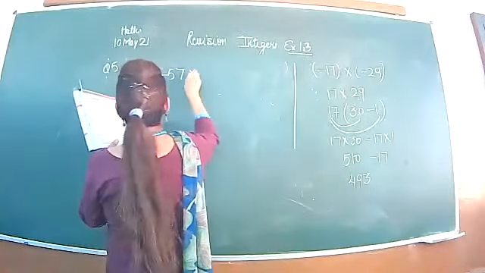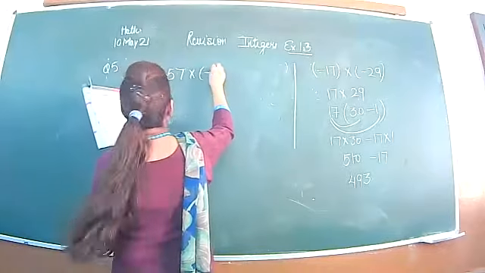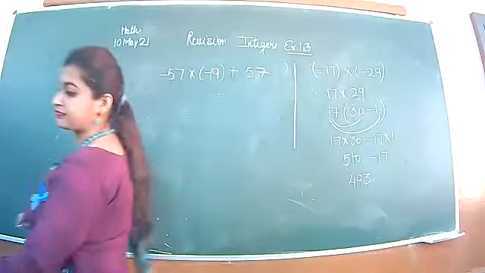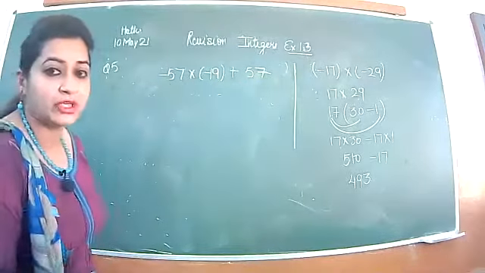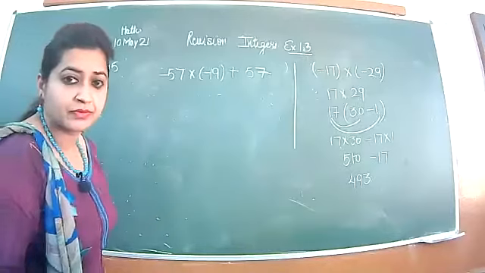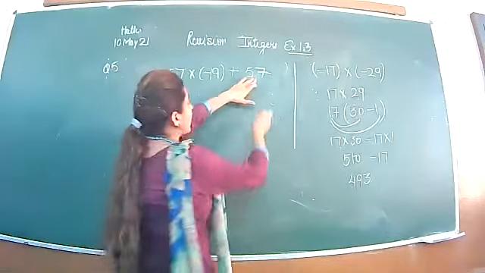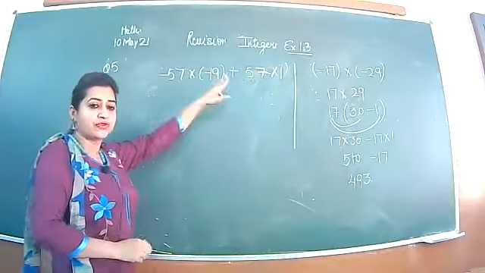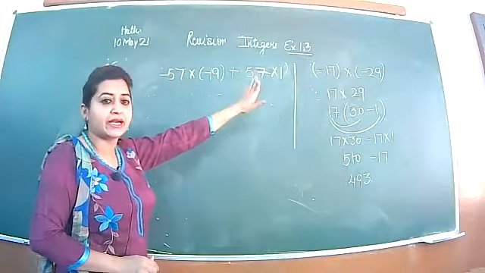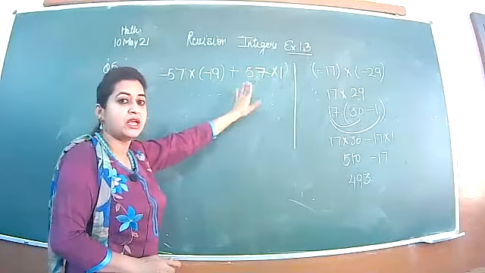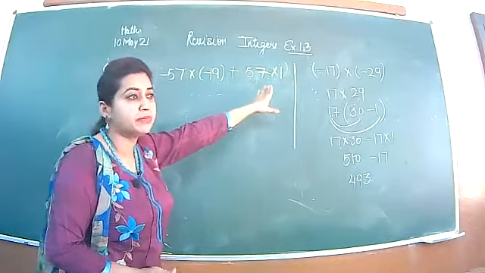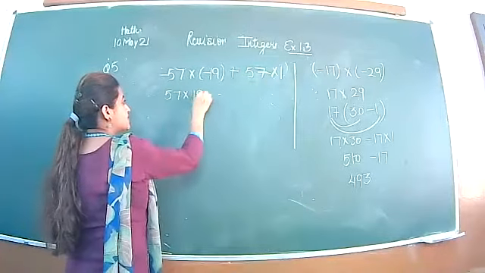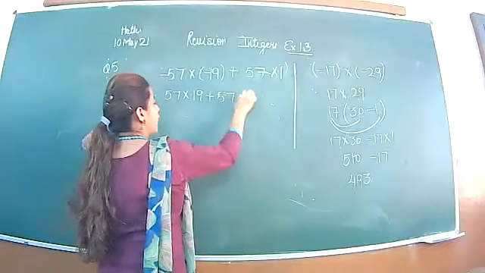Last part of this question is, now what will you do here? You will write 57 into 1 because 57 is a single term. So 57 ones are 57. It doesn't make any difference to the question. So that's why I have written it with multiply by 1. Minus minus will become plus. The question has changed to this form.